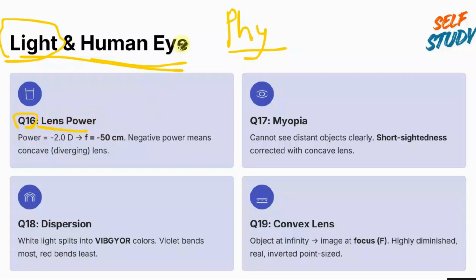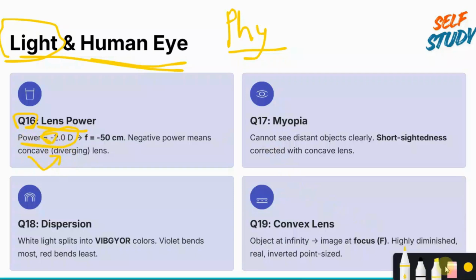Lens power. See, one MCQ must be on a lens. It is a rule that an MCQ must be on a lens in the question paper from the physics part. Lens part, one question. Lens power. If power is minus 2D, then what is the focal length? Here the minus sign indicates it is a concave lens. Right. Concave lens means it is a diverging lens.